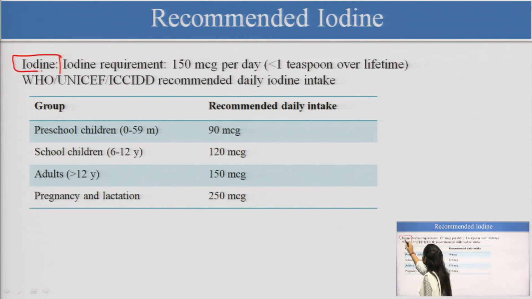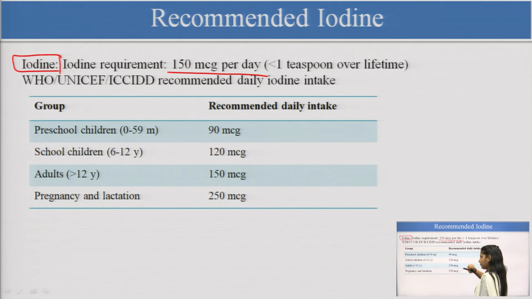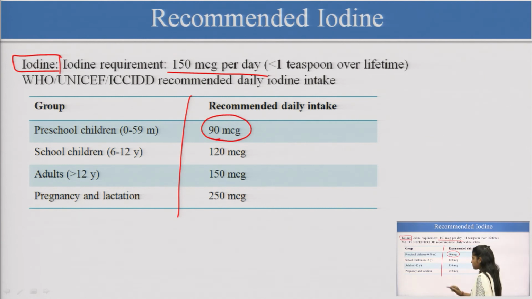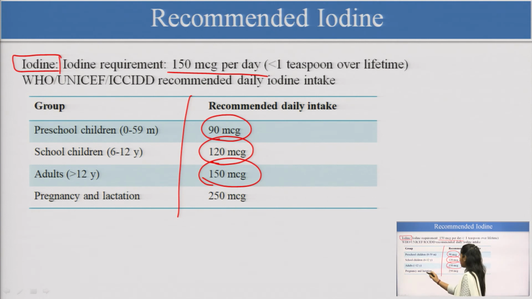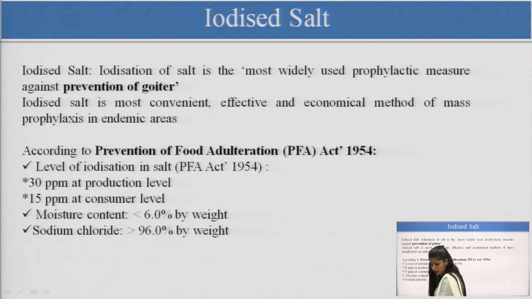The next supplement is iodine, which we require. Iodine is required at 150 micrograms per day. These are some of the levels: for preschool children 90 micrograms, for school children 120, adults 150 micrograms, and pregnancy 250 micrograms. Now we will see what the deficiency will be.